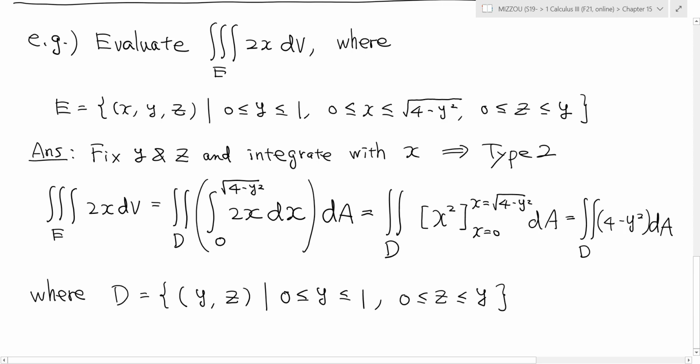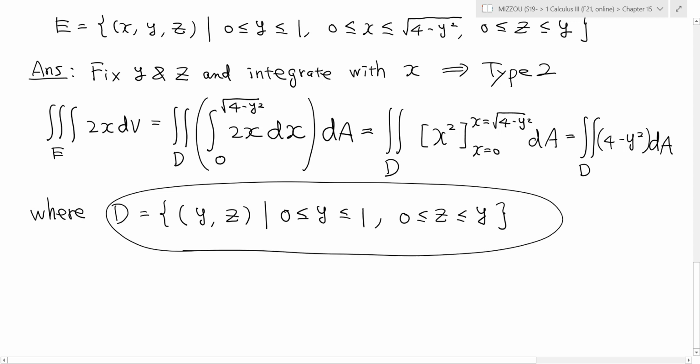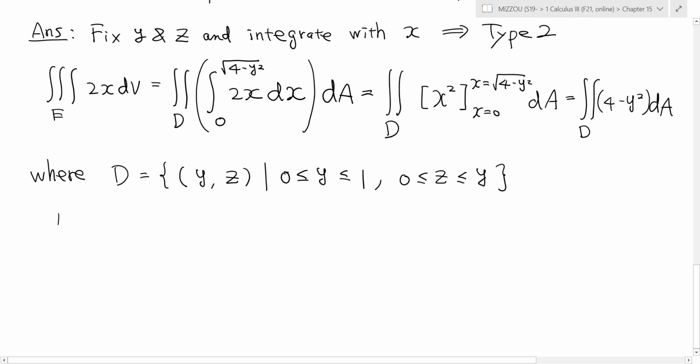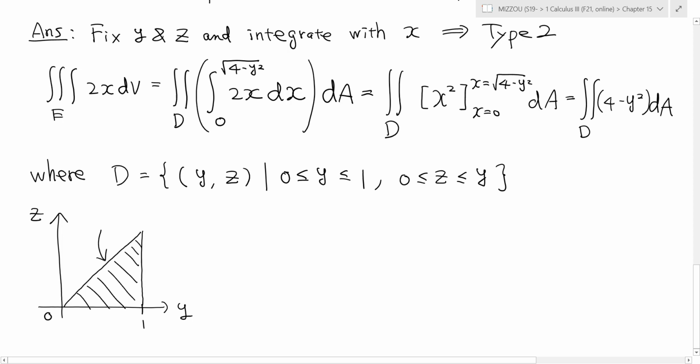Okay. Now, what's this? Well, you have to read off what this region is by looking at the set notation. You have to get used to this. So this is on the yz plane, where y is between 0 and 1. And then z is between 0 and y. Z is equal to y. What is this? This is on the yz plane. It's just a line like this. And then z is from 0 to y. So the region D is this one, and this line is y equal to z.